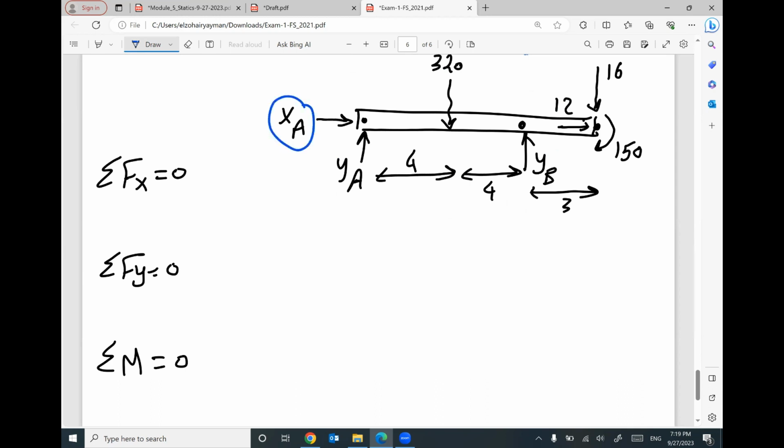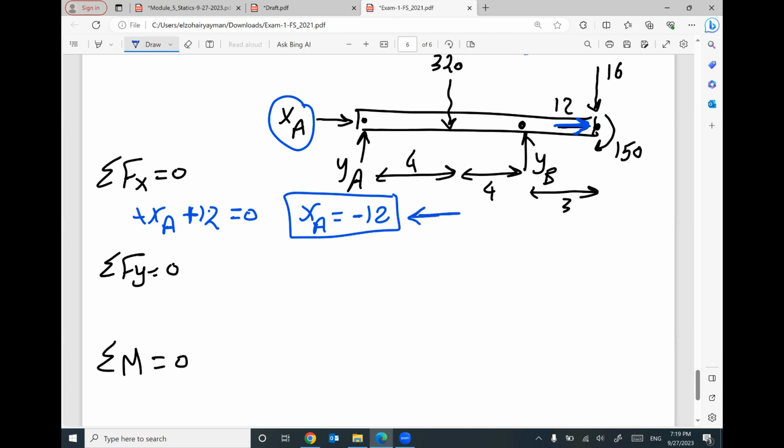I have positive XA. I have positive this 12. Nothing else. Equals 0. So XA will equal negative 12. Negative means you assumed the wrong direction. This XA should be to the left, not to the right. Don't change anything on the sketch. Just give me the correct direction beside your value.